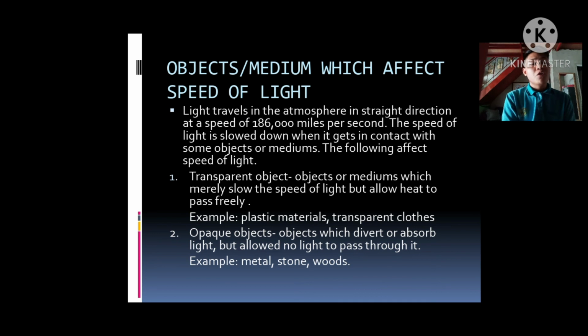Then sa opaque objects naman, objects which divert or absorb light but allow no light to pass through it. Ito yung mga object na hindi tinatagos. Halimbawa, ito yung object, ito yung light. Then darating yung light, ina-absorb lang ng object yung light. Hindi tatagos yung light dito. The examples of these objects are metal, stone, and wood. Yun yung mga object na hindi tinatagosan ng ilaw.